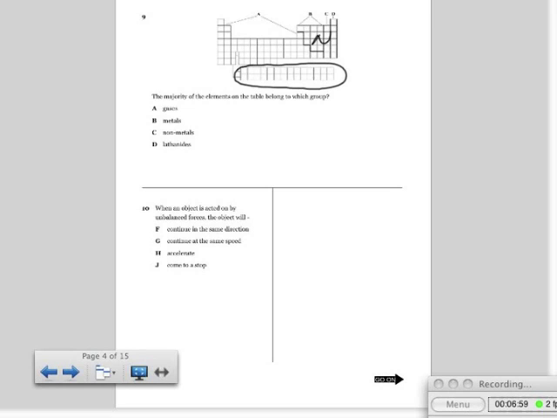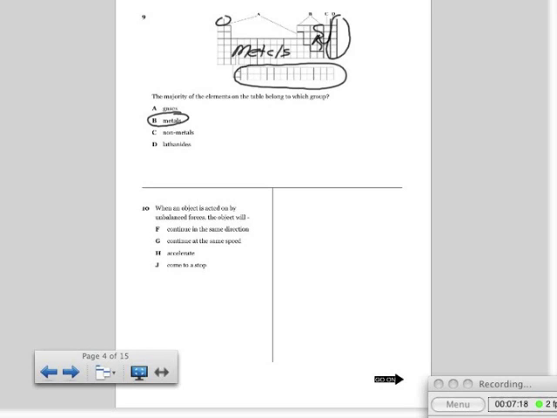Is there one specific spot we find gases? Not so much. We know group 18 is gases, but there's also some gases in here. You know that's a gas. But what is the majority of the table going to be? Right here. Majority are metals. So that's the answer.